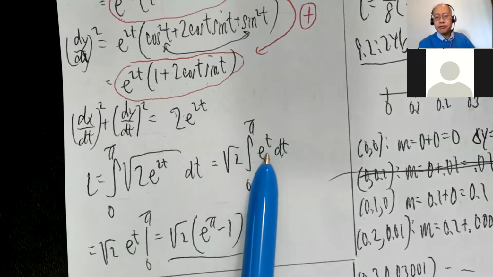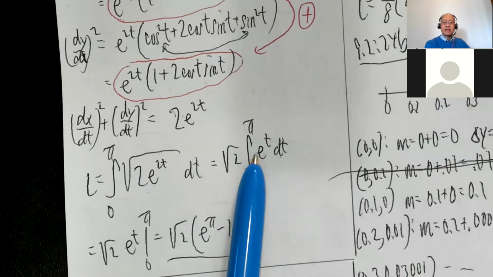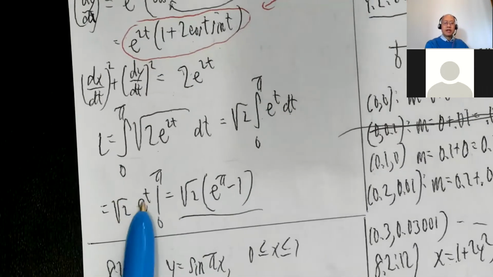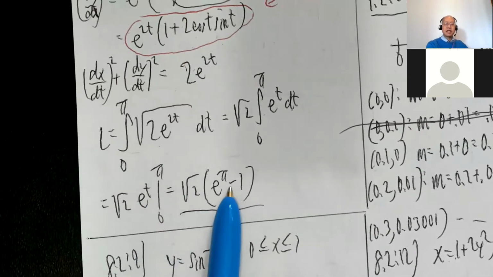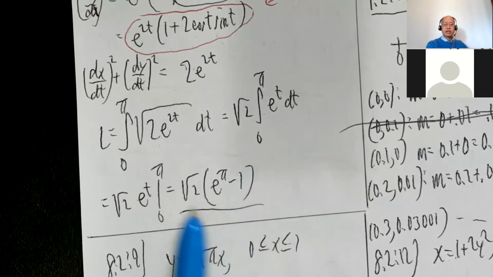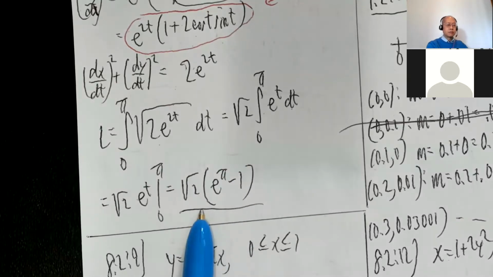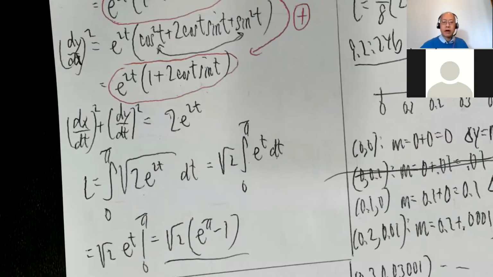All right, so we're pretty much home and free now. The integral of e to the t is itself, so radical 2 e to the t from 0 to pi. So radical 2 times e to the pi minus e to the 0, which is 1. So this is the best final answer: radical 2 times (e to the pi minus 1).